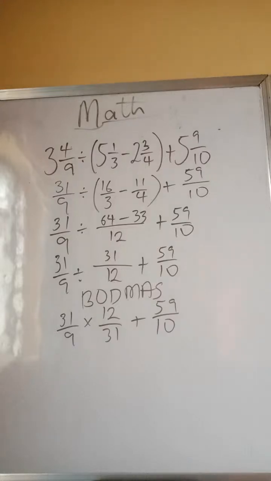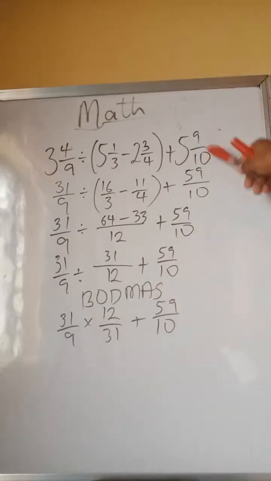Okay, so we're trying to solve this problem and we're almost done. You can see how far we went. If you go through the questions that were sent on the platform, you notice number 1A is: without using mathematical table or calculators, simplify 3 whole number 4 over 9 divided by, in brackets, 5 whole number 1 over 3 minus 2 whole number 3 over 4, close the bracket, then plus 5 whole number 9 over 10, like you can see.